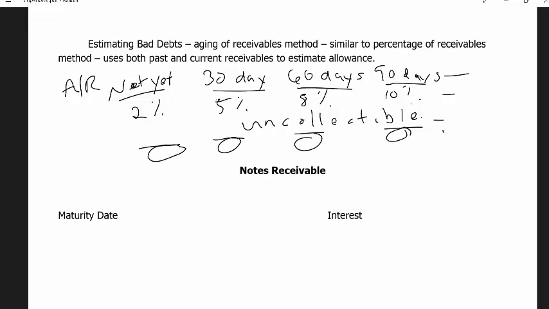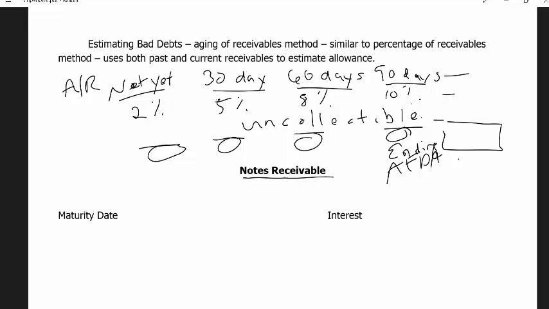And once you do, you get your total of uncollectible. And that's the number, similar to what you had in your receivables method, that you want your ending allowance for doubtful accounts to be. Okay. And so look at Exhibit 9-11 on page 385, which gives you a little bit more detail.